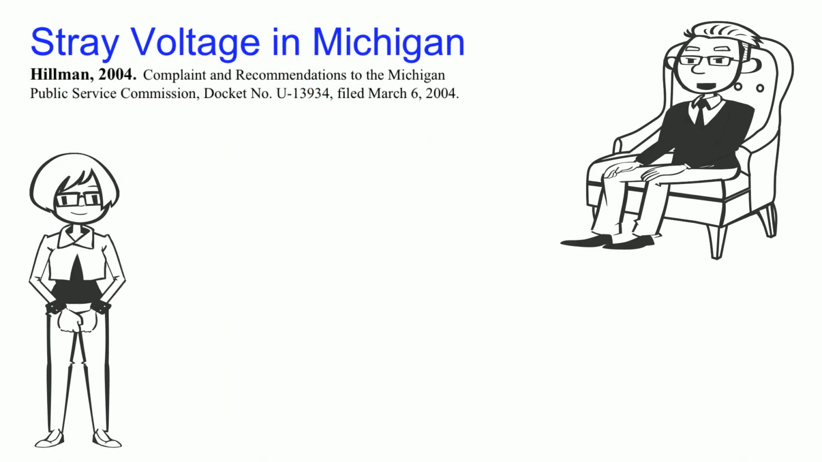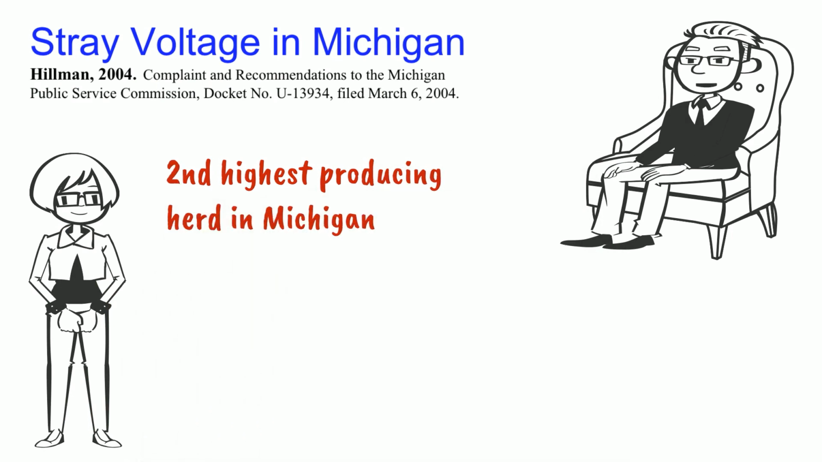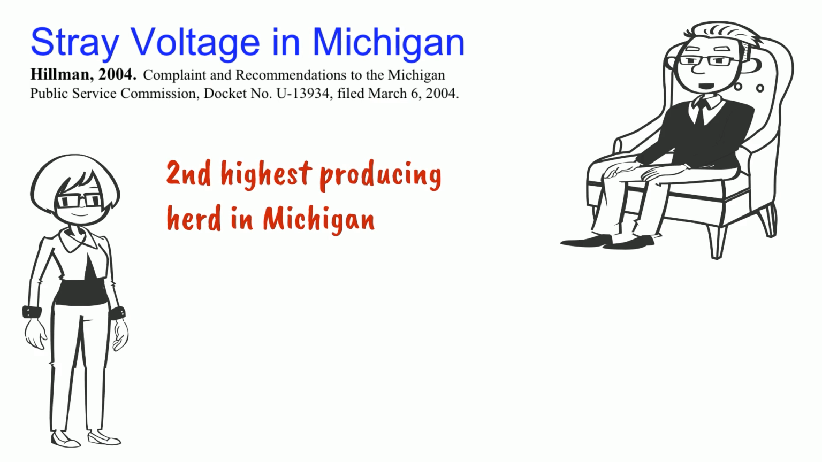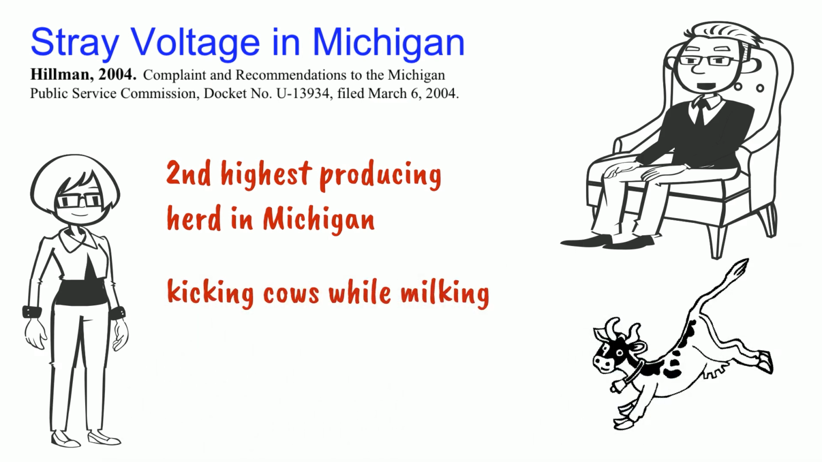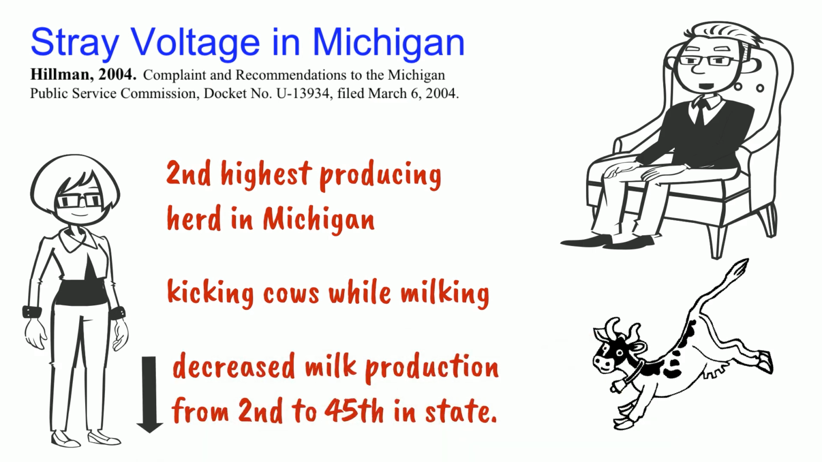I was involved with a stray voltage or ground current case in Michigan. I was working with one of the top dairy farmers in the state. In the early 1990s, his cows appeared to be agitated. They started kicking when they were being milked. Milk production dropped, and he became 45th in the state for milk yield.